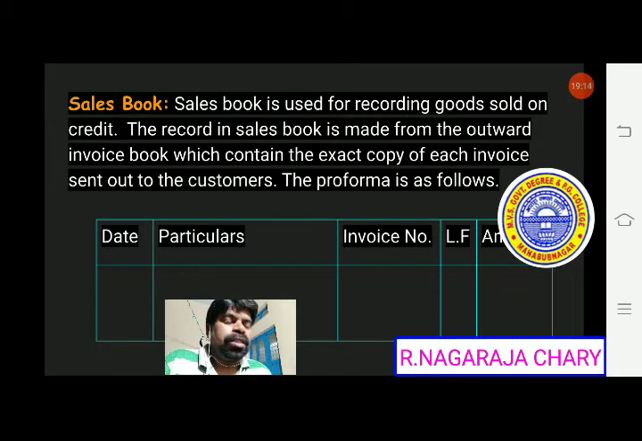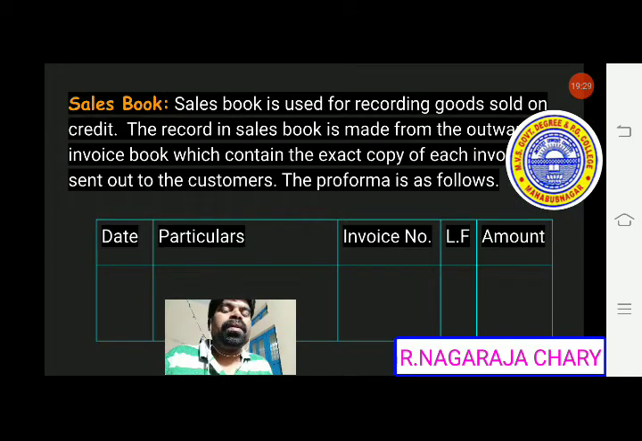Earlier credit purchase, now credit sales. This book gives us only credit sales information. The sales information proforma is like this. Here also we have 5 columns. A date column: on what date we sold. Particulars: to whom we sold, that is the information we require. Invoice number, outward invoice number: earlier inward invoice number, now outward invoice number.